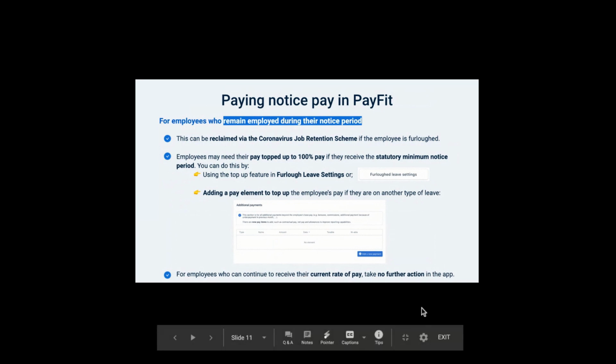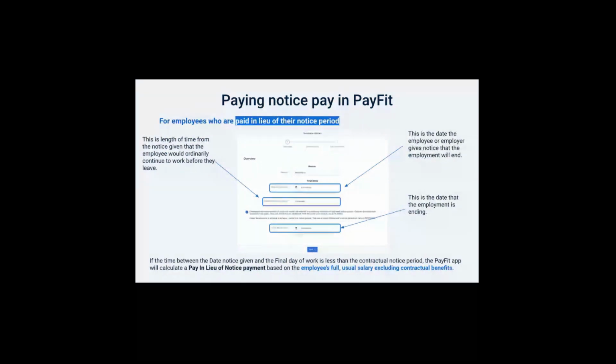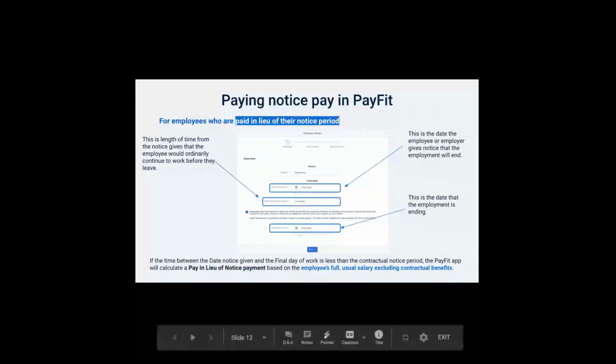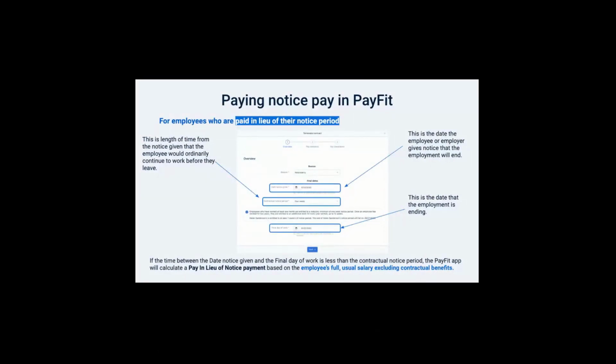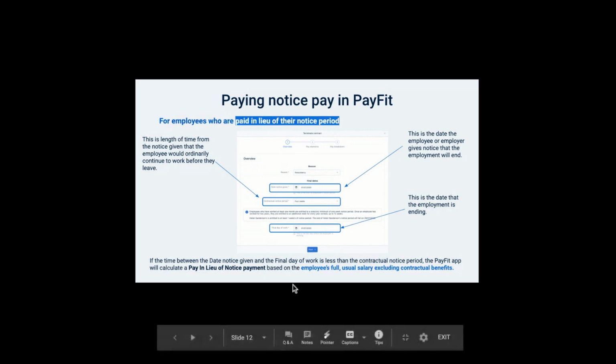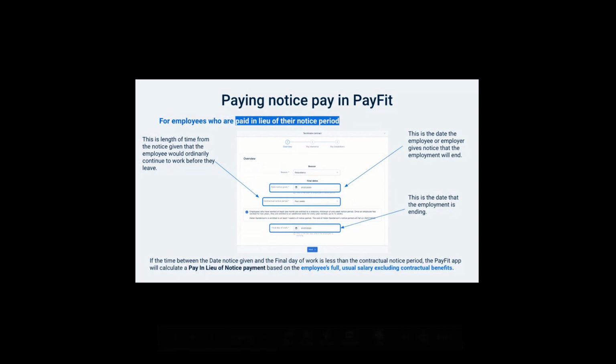Now, for employees who are paid in lieu of their notice period, the PayFit app will automatically calculate the number of days, the employee's day rate, and the total pay in lieu of notice amount based on the difference between the employee's final working day, which is this box here, and when the app expects the notice period should have ended. So what the app will do is look at the date that the notice is being given and the contractual notice period. If the final day of work comes before the end of the 4 weeks from the day notice is given, the app will automatically calculate anything owed to the employee as unpaid notice.